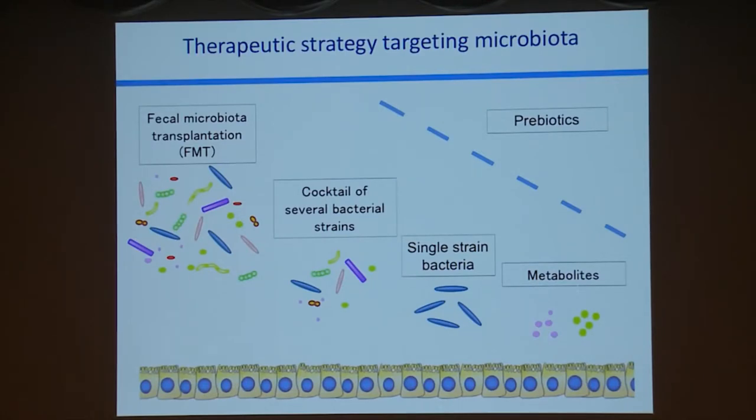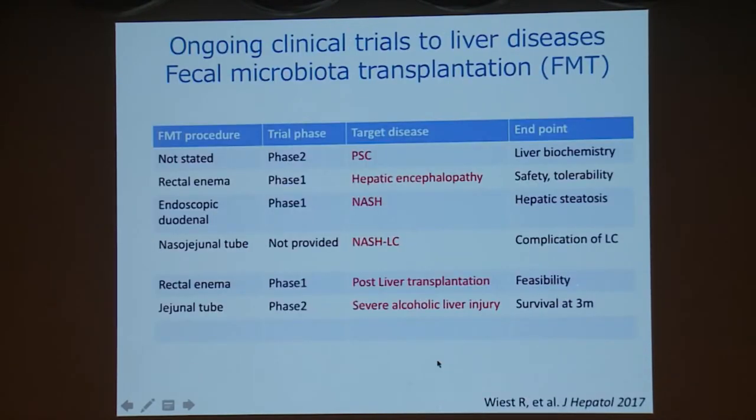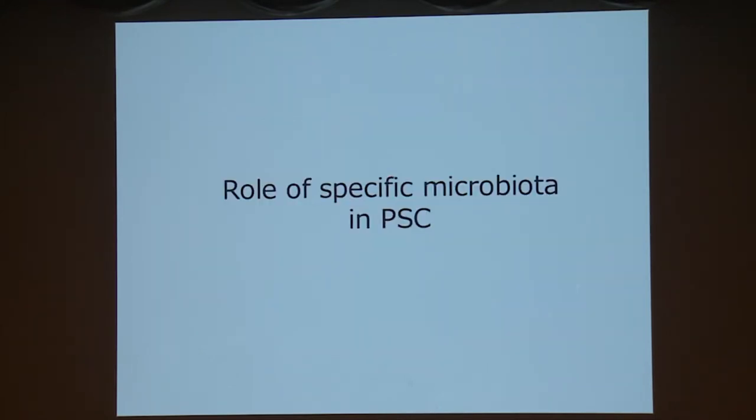So when considering the therapeutic strategy targeting microbiota, we may need to narrow down the specific microbiota from FMT cocktails to maybe a single strain or the metabolite, depending on the targeted disease. Following the successful outcome in Clostridium difficile infection, clinical trials of FMT for various liver diseases, as shown here, are ongoing. As mentioned, we may need to explore the more specific bacteria which contribute to the pathogenesis to achieve substantial improvement in this field. So I will move to the second part.